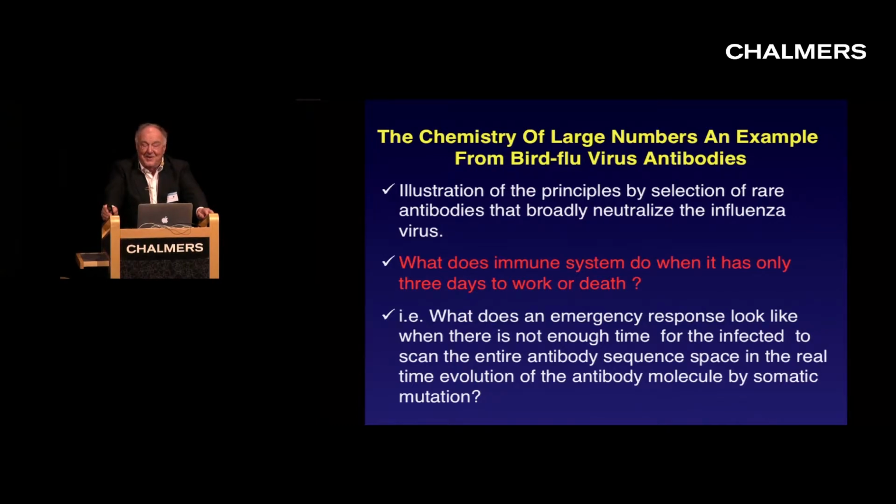But you only have 3 days to live. How can you scan sequence space in 3 days with a division time of 24 hours? So there has to be something else. And it's either evolutionary design or luck. Okay, one or the other. And so what does an emergency immune response look like when there's not enough time for the infected patient to scan the entire sequence space in real-time evolution of the antibody molecule by somatic mutation? Big question.